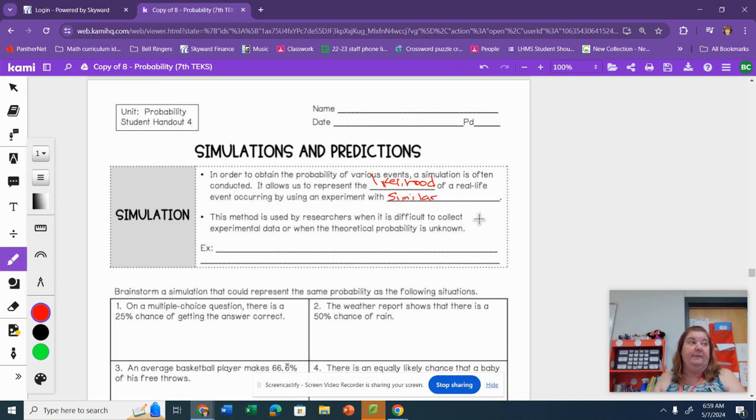similar probabilities. This method is used by researchers when it's difficult to collect experimental data or when theoretical probability is unknown. So you might do something like toss a coin, spin a spinner, do a drawing.